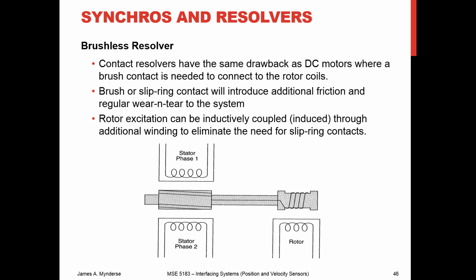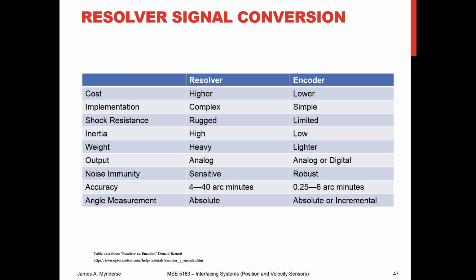Oops, I got one more slide, sorry. So synchros and resolvers versus encoders. If you look at the cost, your encoder is relatively low cost. The ones in the lab are something like $40 for the combination of the disk and the decoder. They're relatively simple, but they are limited in terms of shock resistance.